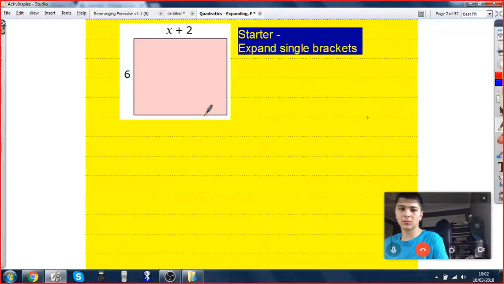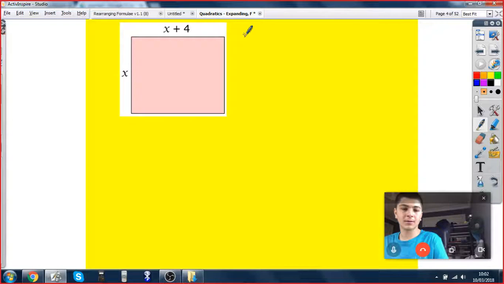times x plus 2, and they write that as 6 bracket x plus 2 for short. And then 6x plus 12. Okay, so you're fine for those. How about this one? X squared plus 4x.